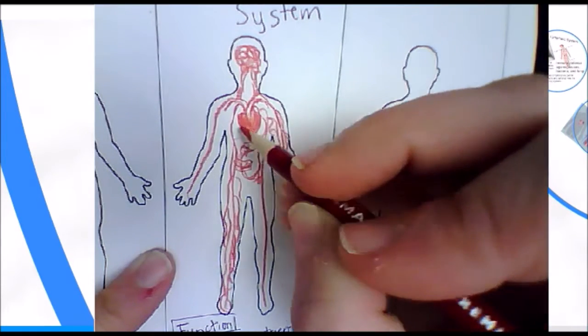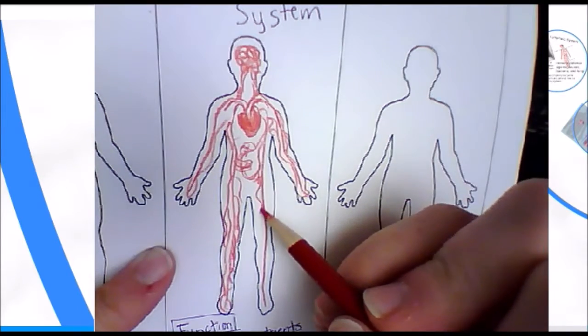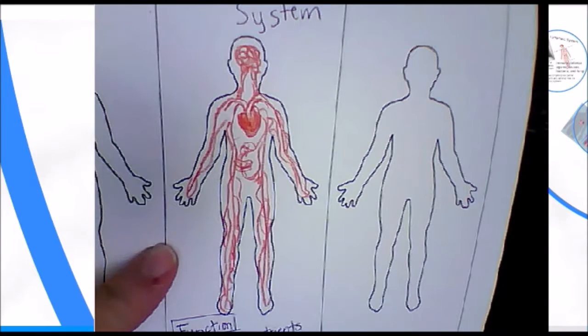Okay, I think that's enough nonsense. Okay, I can't stop. My leg looks weird. All right, fix the leg. Yay! Okay, there's my heart. There's my veins. There's my arteries.